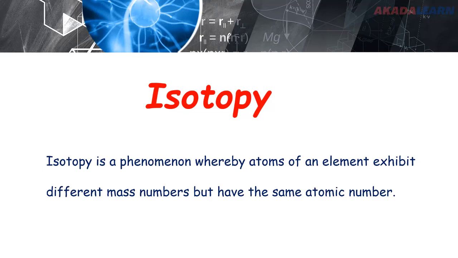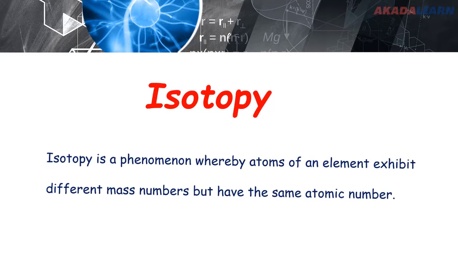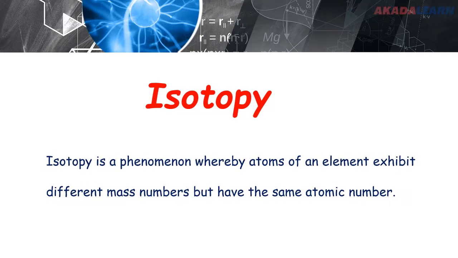What is isotopy? Isotopy is a phenomenon whereby atoms of an element exhibit different mass numbers but have the same atomic number. Don't forget that the atomic number must remain the same for the element to be that element. If you change the atomic number, then you have changed the element. So long as it will remain the same element, the atomic number must be the same.